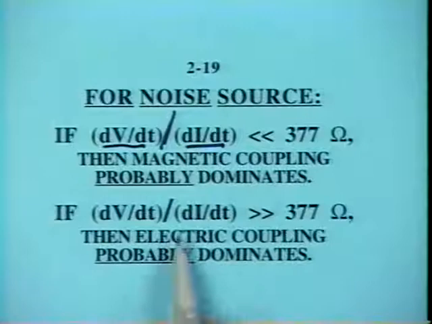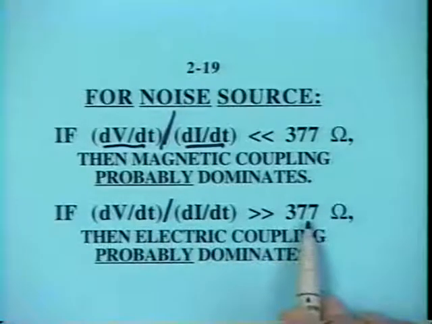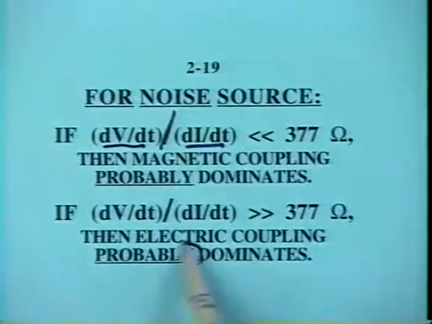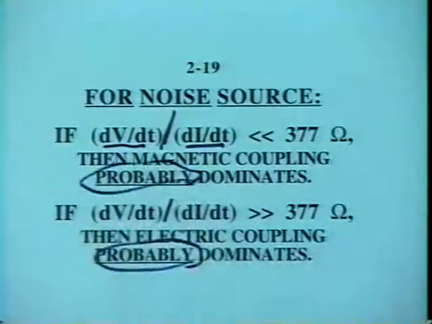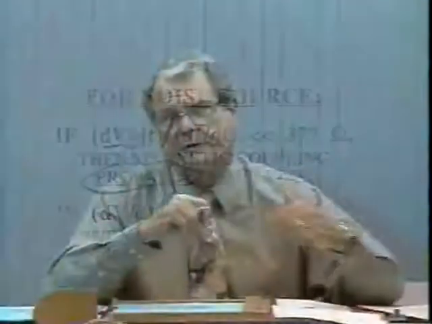If that ratio is much greater than a few hundred ohms, probably we're dealing with electric fields. Again, I use the word probably. This is a little bit of an estimate. It's not precise. But you see, to solve a noise problem, usually we don't take one clue or one symptom and base a complete analysis on that. We usually look at several indications.